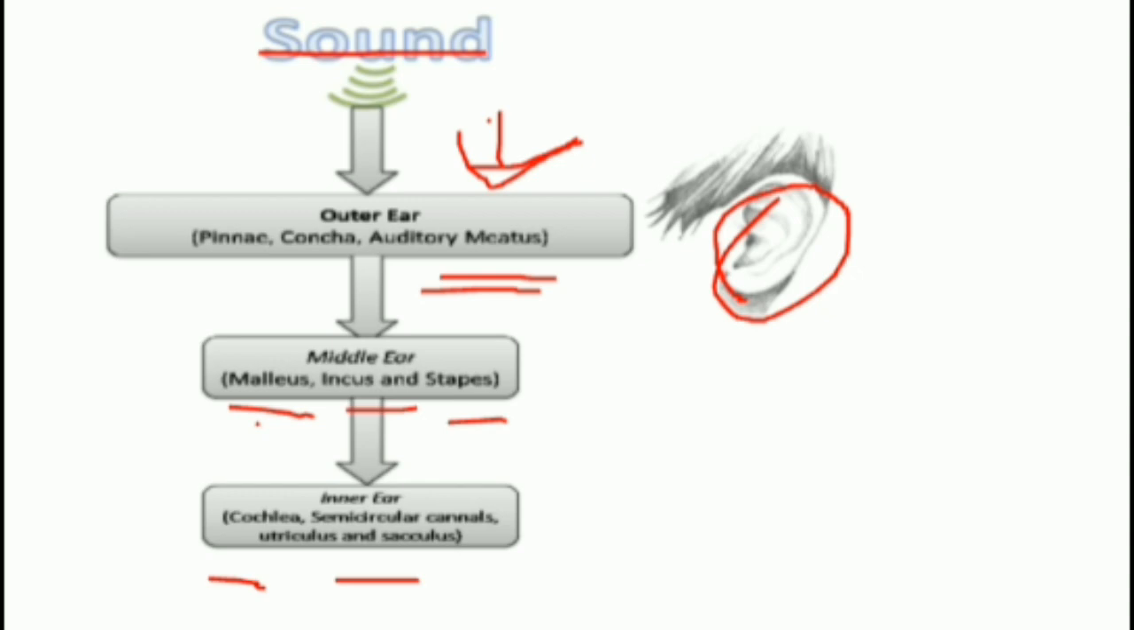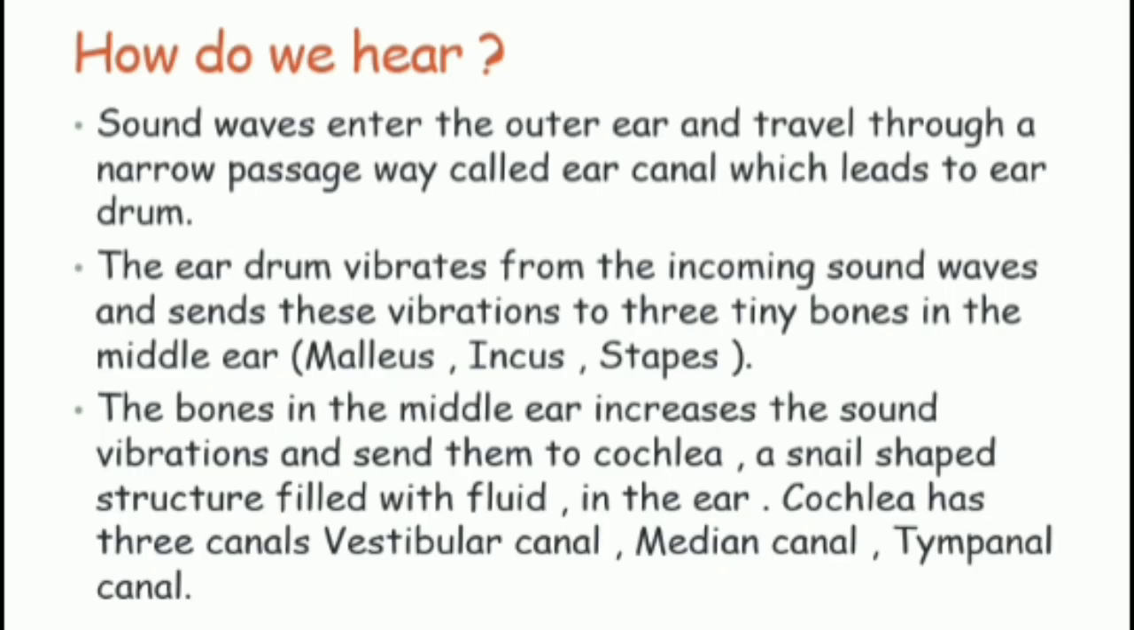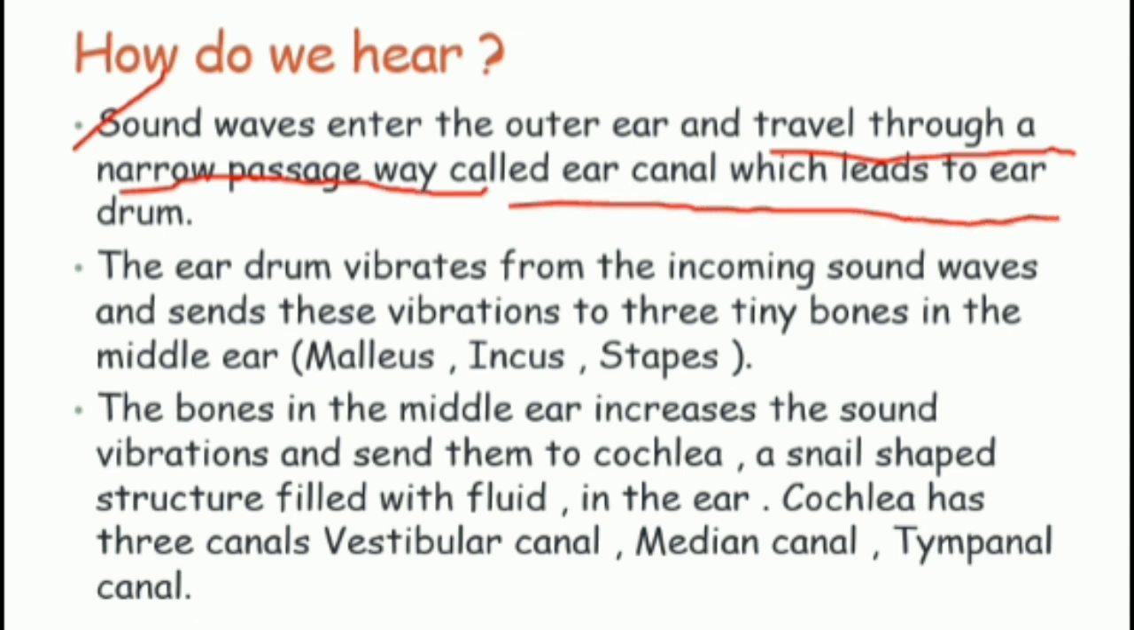So next, what's there? Now we have already studied the anatomy of the ear. What are the main parts which are involved in hearing? Now let's see how we actually hear. First of all, sound waves enter the outer ear and travel through a narrow passageway called the ear canal, which leads to the eardrum. Okay, we have done that.